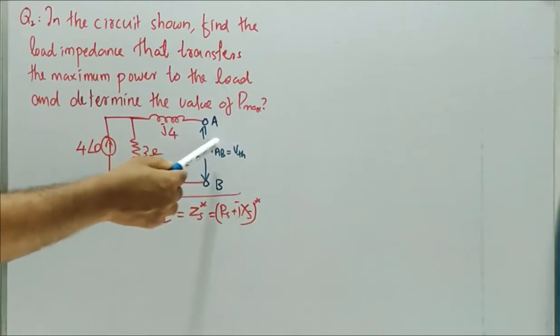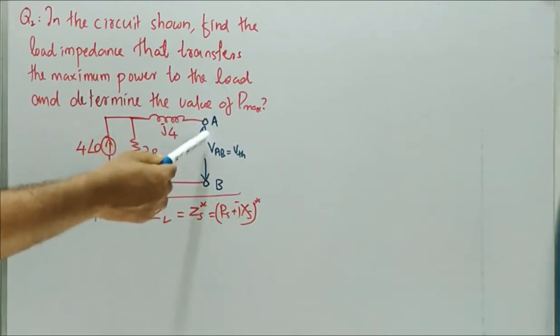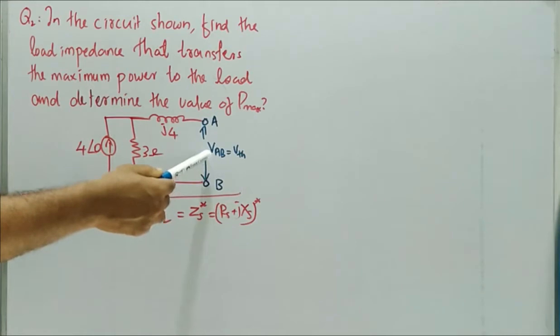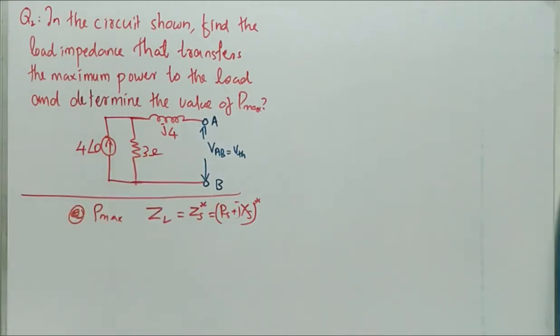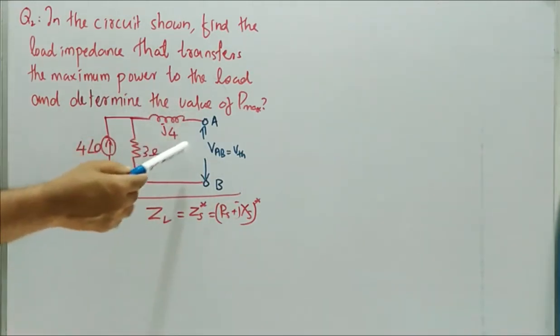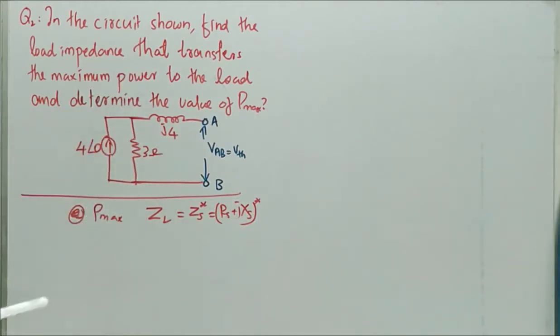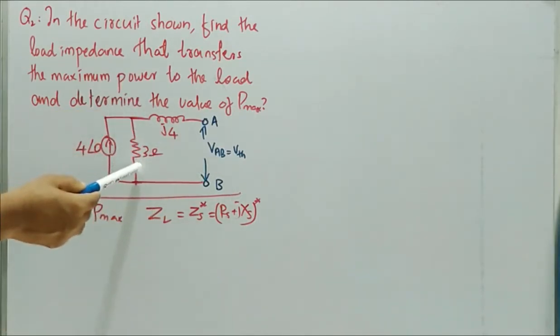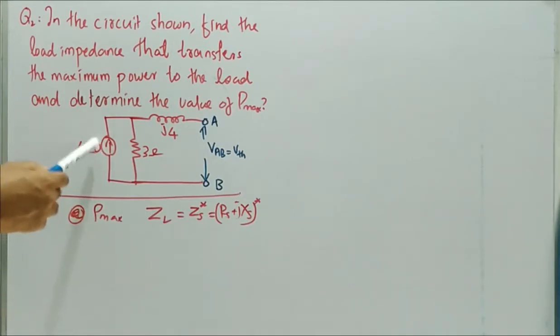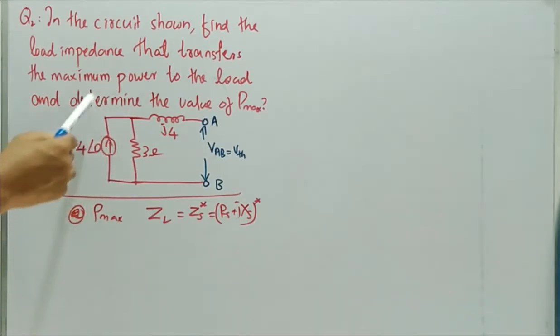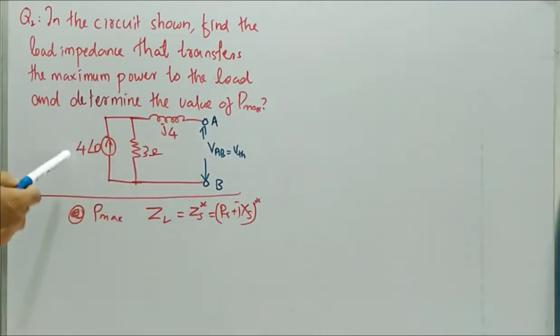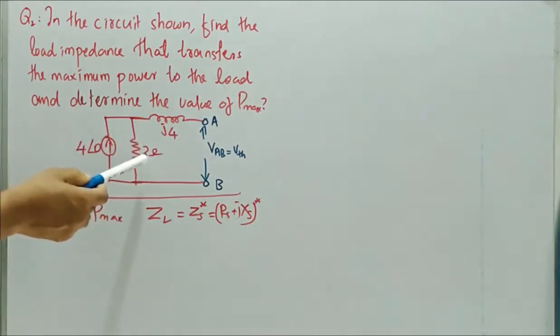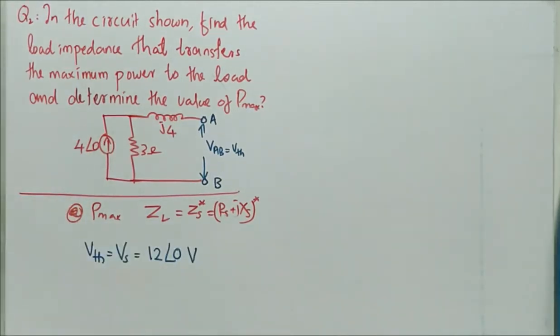Here we need to find Thevenin's equivalent voltage, that is nothing but the voltage across the open circuit terminals, VAB, that is the source voltage. As the current flowing through J4 is 0, VAB is the voltage drop across 3 ohm. As this is a current source, the entire current will flow through this 3 ohm. So what is VTH? VTH is equal to 4 angle 0 into 3. So VTH, that is Vs, can be obtained as 12 angle 0 volt.